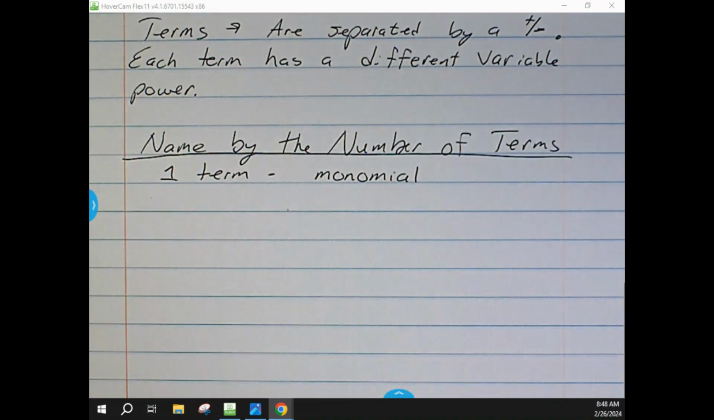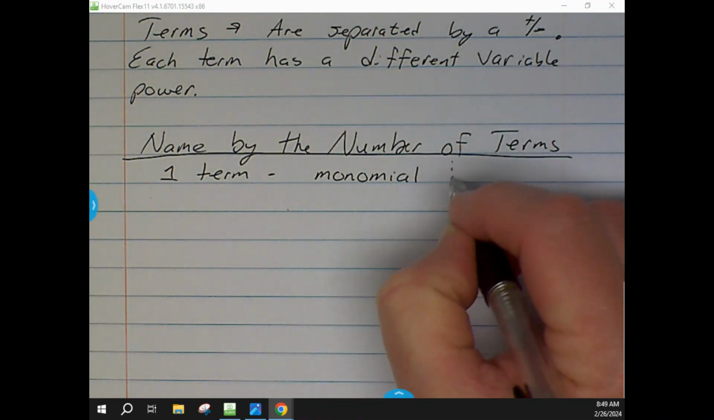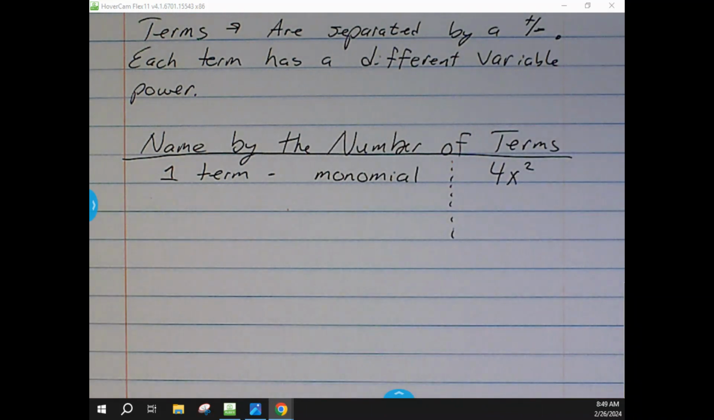Sometimes if you're looking at your speaker settings, they'll talk about something being in mono as opposed to being in stereo. So stereo is both sides of the speakers working. If it's mono, it's only one side. So that's usually what we're talking about. For an example of something like this, you have something like 4x squared.